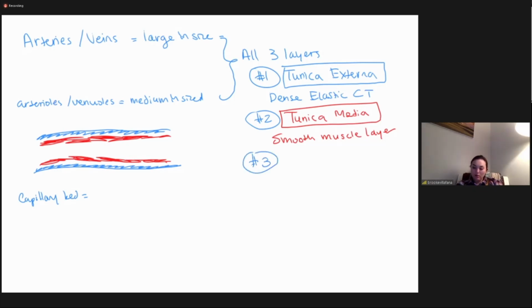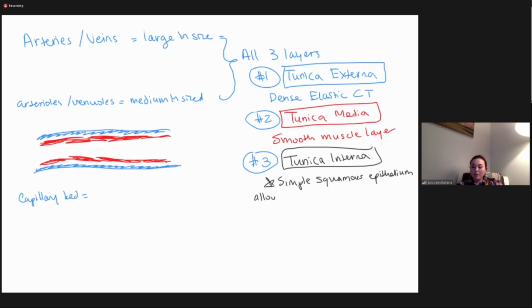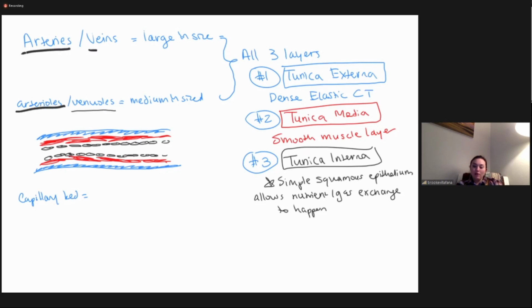And then the third layer is the tunica interna. The tunica interna is simple squamous epithelium. And this is the part that allows diffusion to occur. So this allows nutrient and gas exchange to happen. So that's going to be the innermost layer here. All right, so blood is flowing through this blood vessel, right? And it's nice and protected. It has all three layers, if it's an arteriole, a venule, an artery, or a vein.